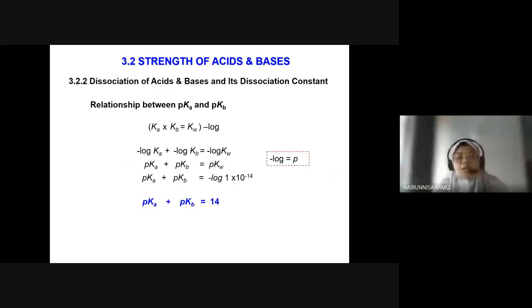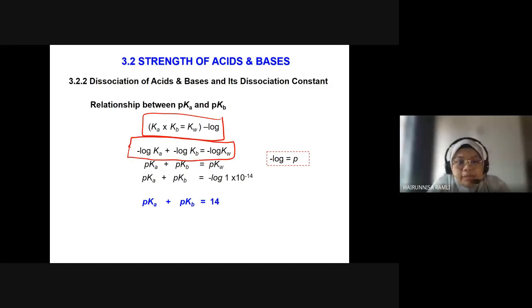Okay, so tadi kita belajar relationship between KA and KB kan. So now we also can have relationship between pKa and pKb. Okay, since we know that the value of KA and KB, kalau you darabkan is equals to KW kan. Okay, so kalau you negative logkan semua, you susun balik, you akan dapat macam ni, betul tak? Darab akan jadi tambah kan? Negative log KA plus negative log KB equals to negative log KW. All the negative log is equals to p kan? Negative log is equals to p, so pKa plus pKb equals to pKw.